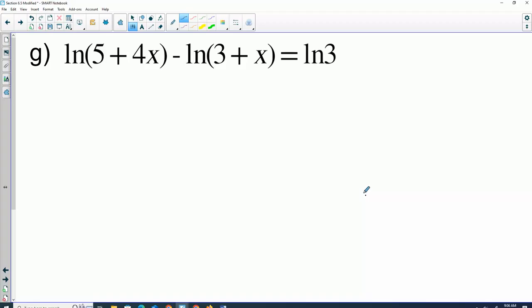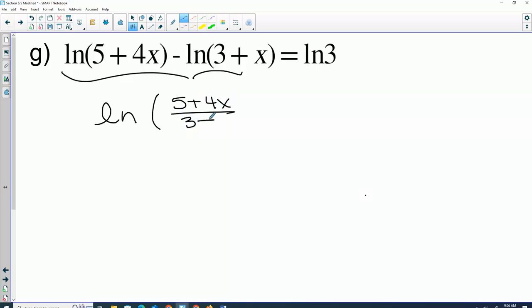The second type of log problem is when every single term has a log. Then what did we do? Student: Can't you just take all those off and just put 5 plus 4x divided by 3 plus x equals 3? Yes. So technically you should condense those first, but you put them together correctly, so it's fine. If two logs are subtracted, you have to divide them. And then if there's a log on each side, you can drop them.